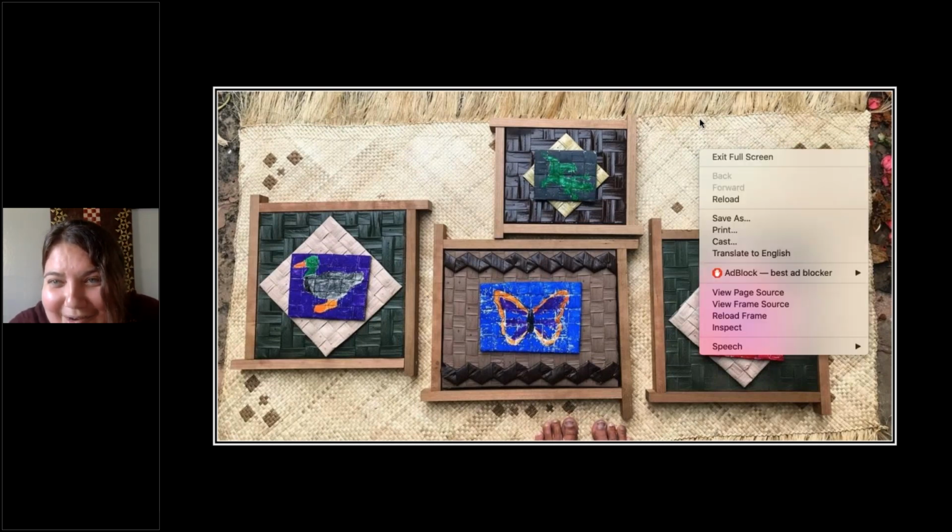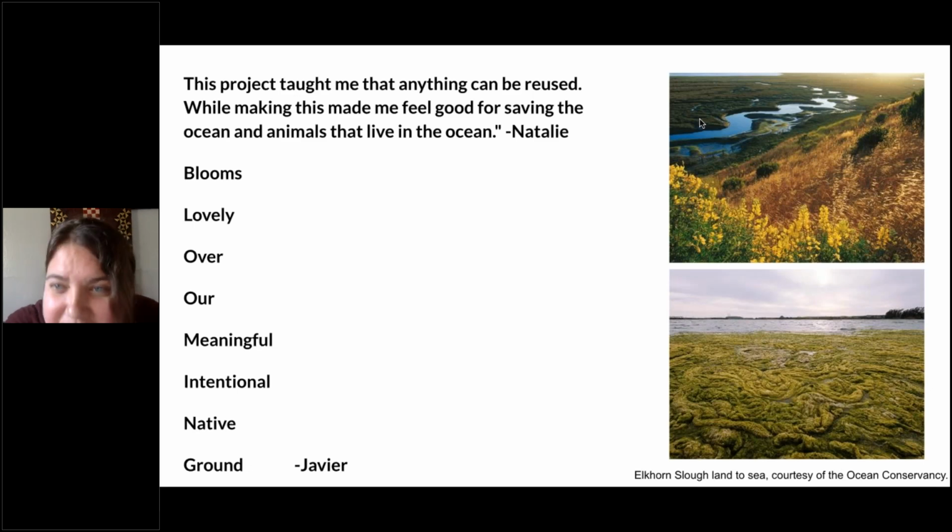And then also on their own, they wrote poetry. They came up on their own with, from a student named Javier, "Blooms lovely over our meaningful, intentional, and native ground." This is a 5th grader again.